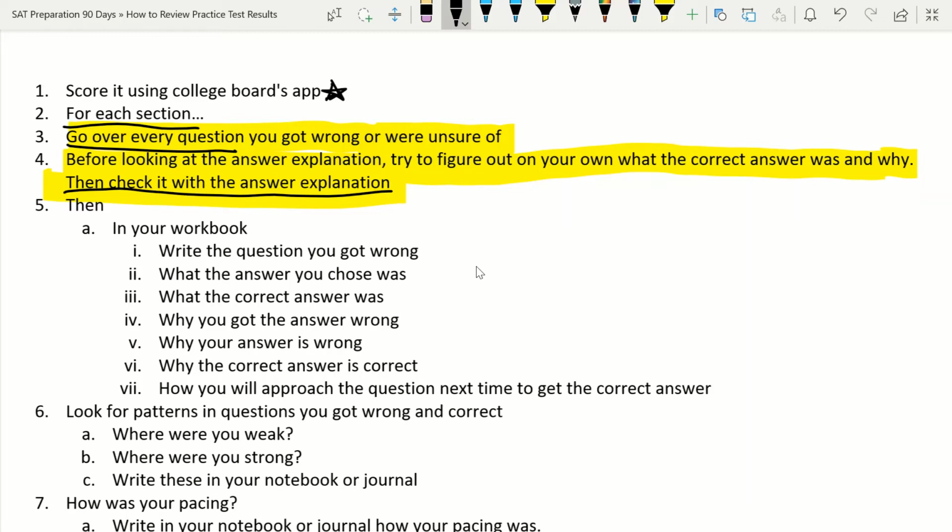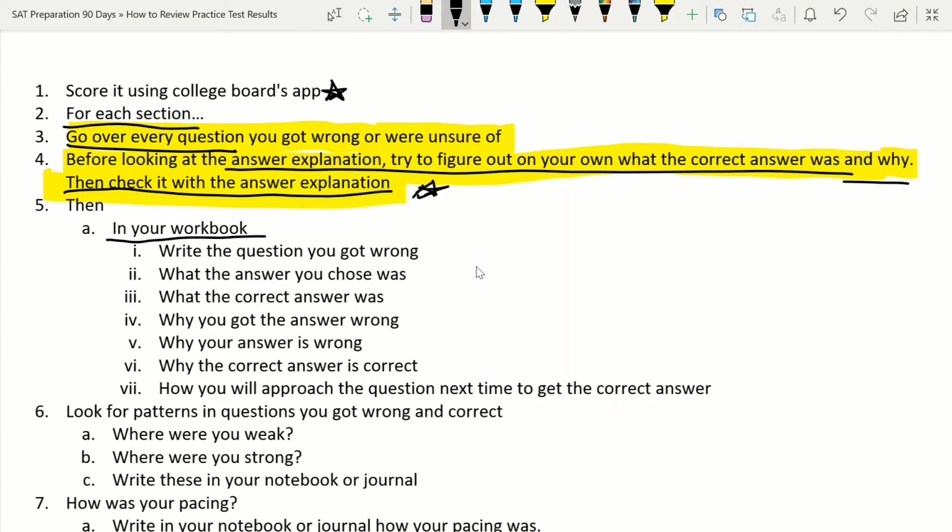If you want to use our videos, you can use those. If you want to use the PDF document that the College Board gives, you can use that one as well. So your pick there. But first, you're going to come up with your own way of getting the correct answer and why. Then after that, you're going to check it with answer explanations. So after that, what are we going to do? Well, you're going to take your workbook and write SAT Practice Test, and for example, in this case, it's number 5.